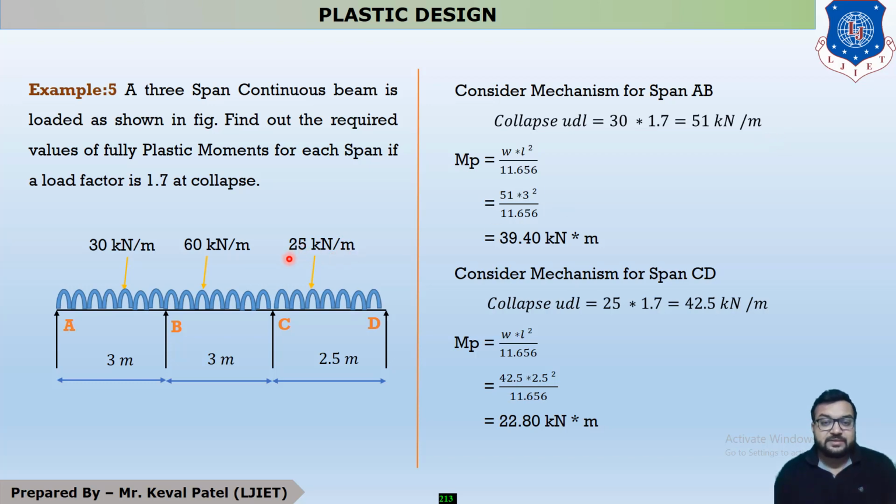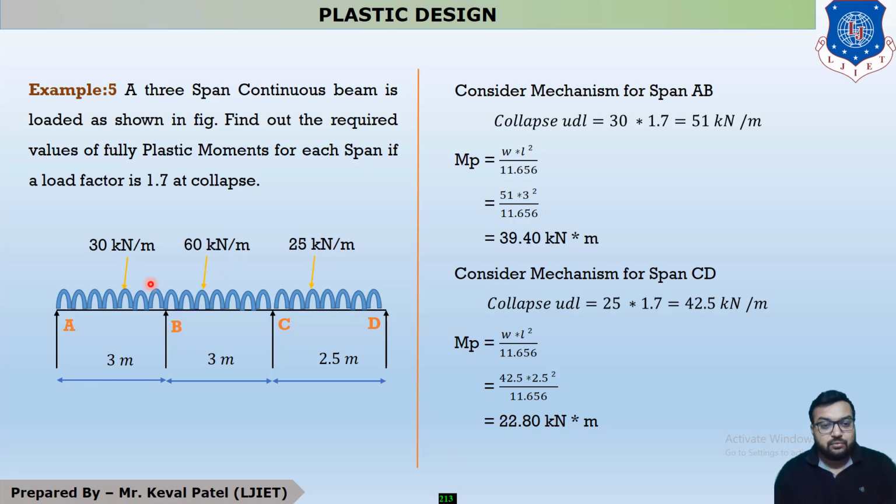Similarly, for span CD, your working load is 25 kilonewton per meter, then what is the value of factored load? Our factored UDL is 25 into 1.7, which is equal to 42.5 kilonewton per meter. And for the center span, span BC, if our working load is 60 kilonewton per meter, then our factored UDL is 60 into 1.7, which is equal to 102 kilonewton per meter.